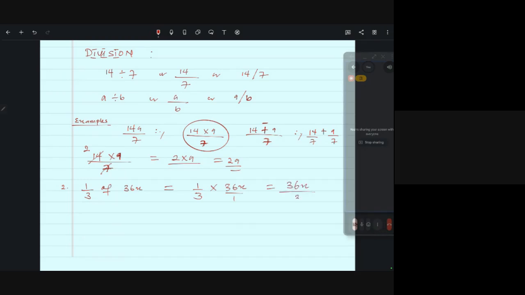Then 3 times 1, that's 3, because there's a multiplication sign. Now, the 3 can divide 36. 3 in 3 is 1, 3 in 6 is 2. So the answer is 12x. That's the answer.